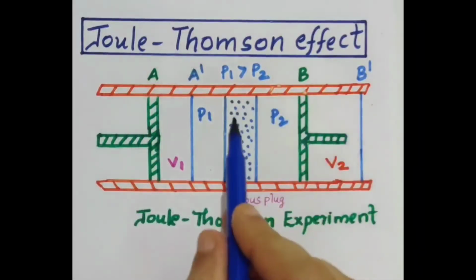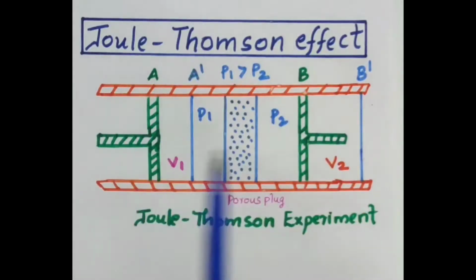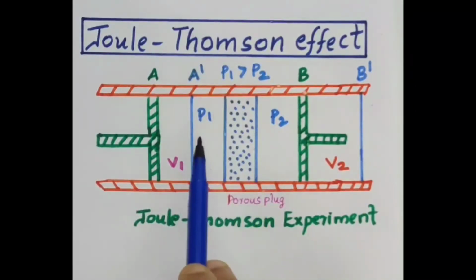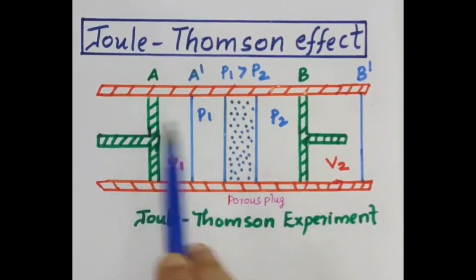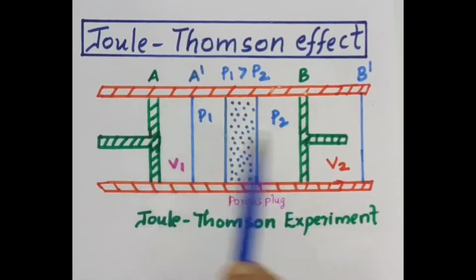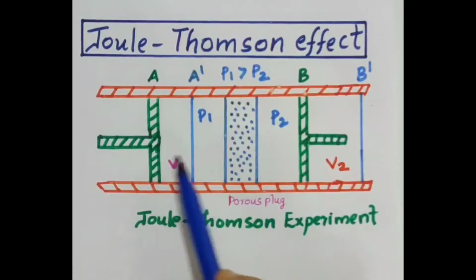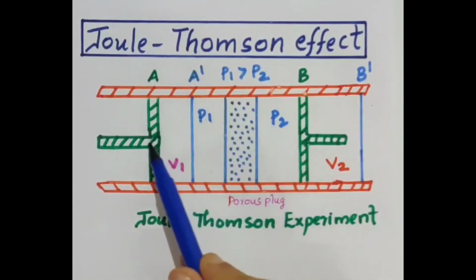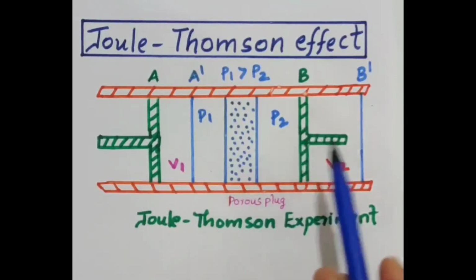Consider a tube made from non-conducting material. This is an insulated material to ensure adiabatic condition. It is fitted with two pistons A and B on its sides and a porous plug in the middle, so that a gas enclosed in it is kept at different pressures. This is high pressure and this is lower pressure.